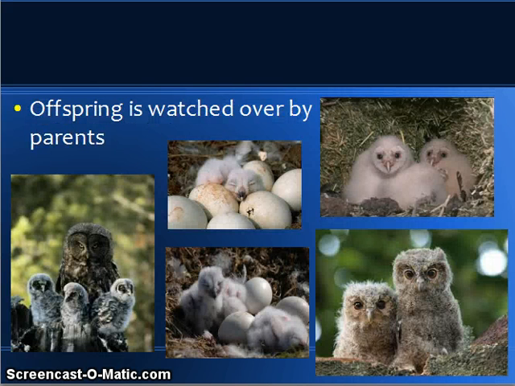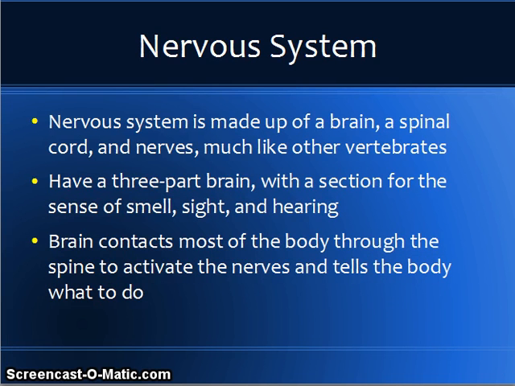And once the eggs are hatched and the owls are born, the offspring are watched over by the parents. They're usually watched over for a few months. It depends on the breed, but generally it is a few months. Now onto the nervous system.